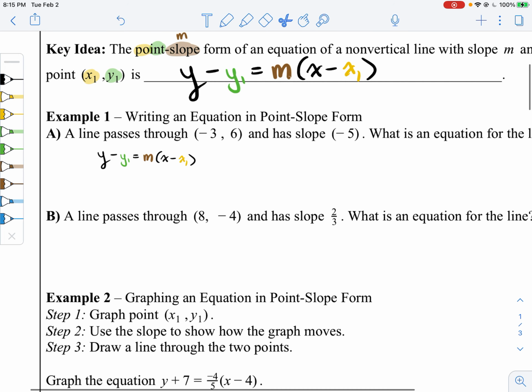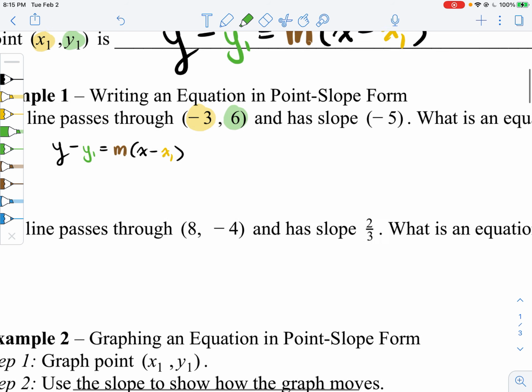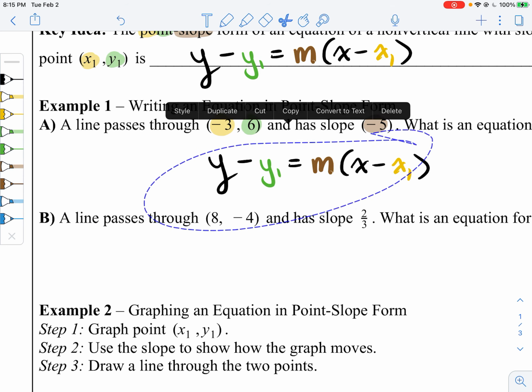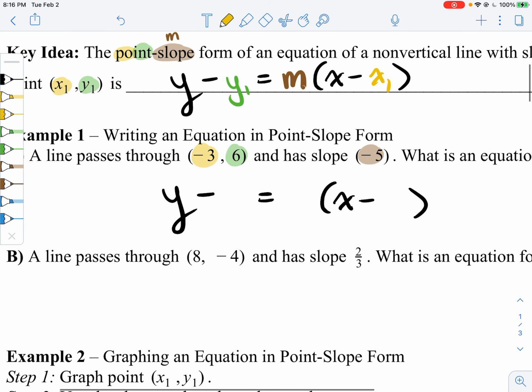So let's write an equation for this line. Remember that we always have an x and a y. Right there, that's our x1 and our y1, and our slope here is -5. So we're going to take our point-slope form and replace all of the parts with what we know. Our x value of our point is -3, our y value of our point is 6, and our slope is -5. And we're almost done.